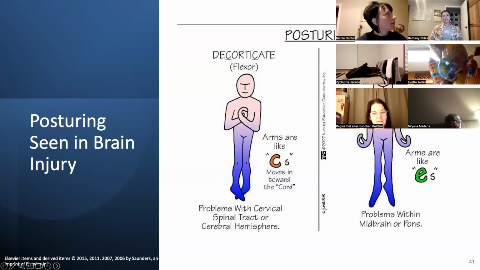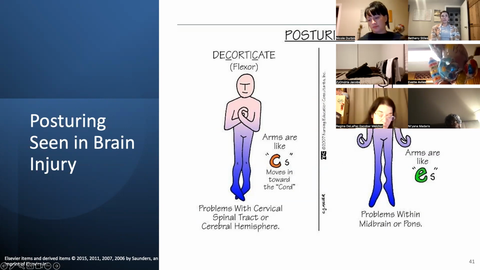We need to be on the lookout for posturing, that abnormal positioning. The way to tell it apart: decorticate posturing, which is our flexed posturing, is where our arms are going to be moving inwards towards the core, and they're going to be shaped like C's. Those are going to be problems with our cervical spinal tract or our cerebral hemisphere.